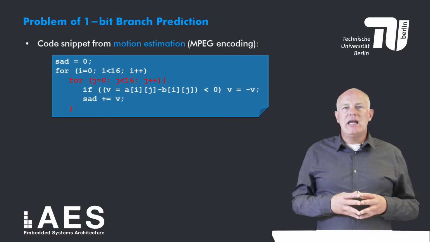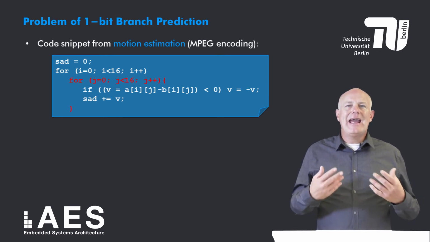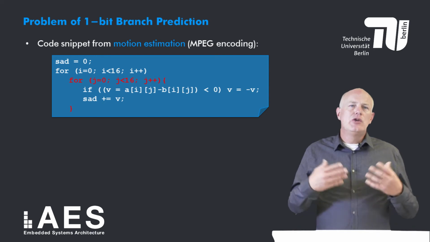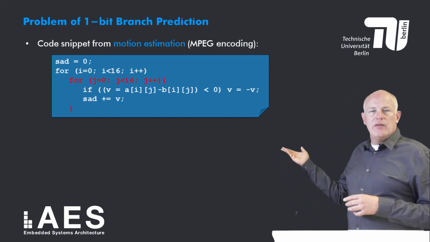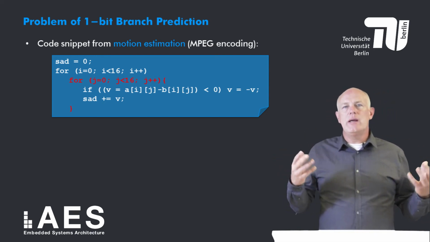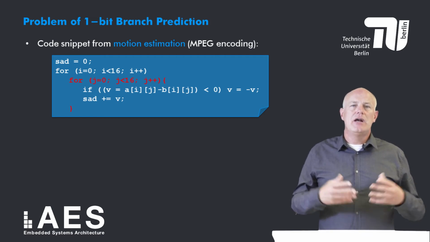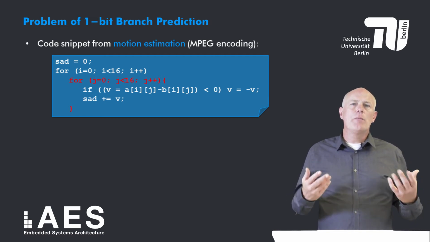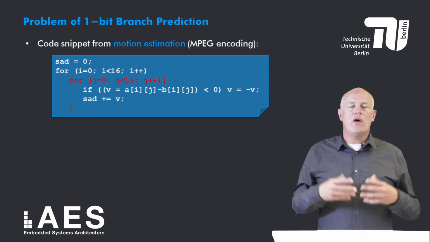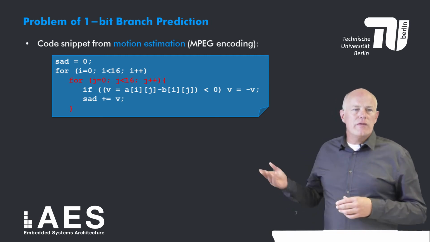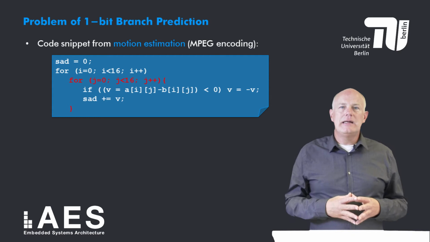One-bit branch prediction schemes have a problem, however. They cannot deal with nested loops. To illustrate this problem, consider this code snippet, which is from the motion estimation stage of an MPEG encoder. It computes the sum of absolute differences of two image blocks. Focus now on the inner loop, highlighted in red.